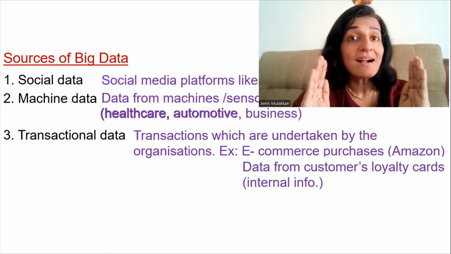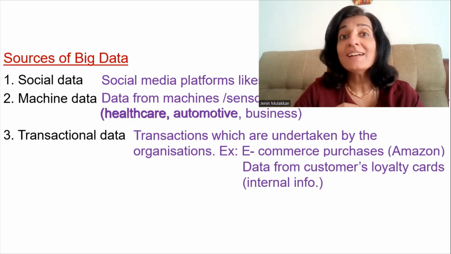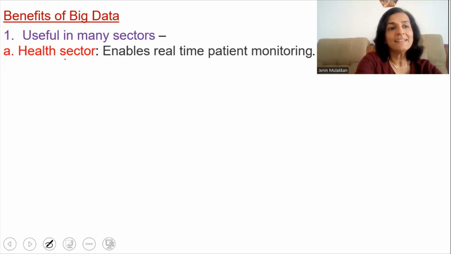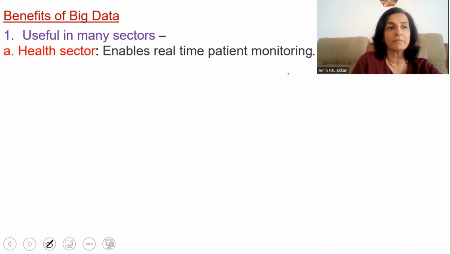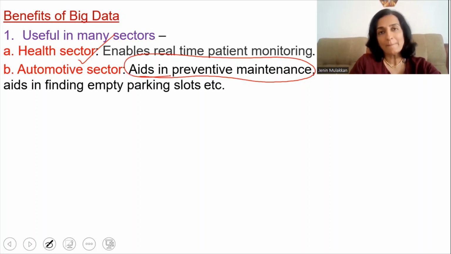Now, with your background understanding about big data, it is very easy for you to understand the benefits of big data. Let's take a look at those. The first benefit of big data is that it is useful in many sectors. We've already seen that in the health sector, it enables real-time patient monitoring. The second sector in which big data is useful is the automotive sector. We already saw that it aids in preventive maintenance.